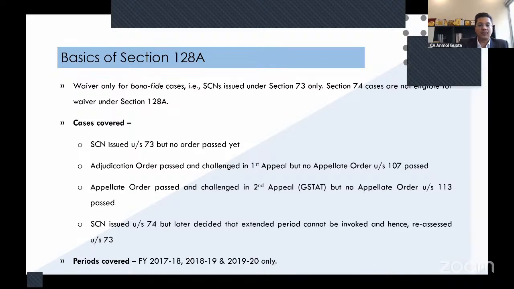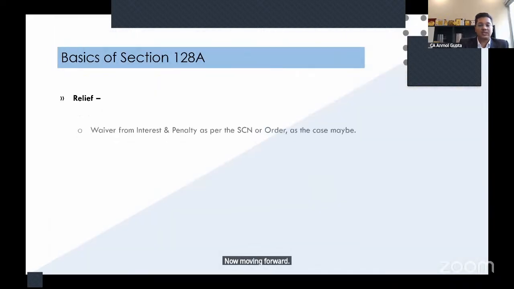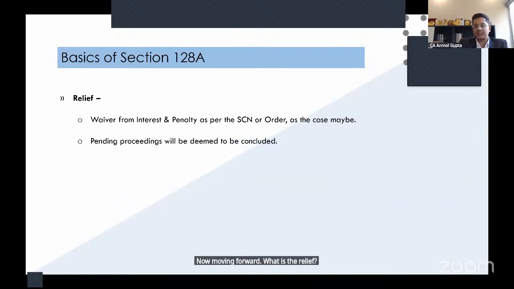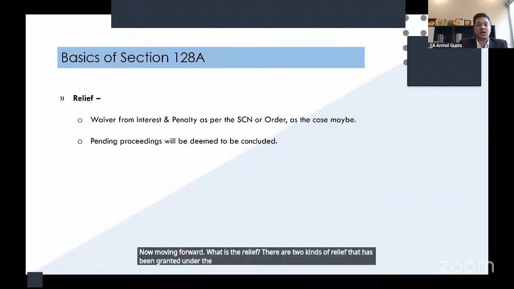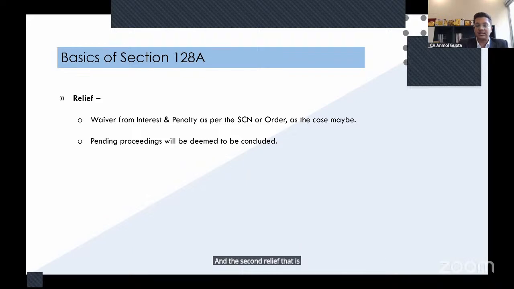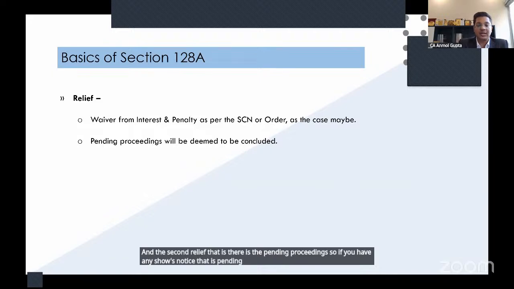Now moving forward, what is the relief? There are two kinds of relief that has been granted under this scheme. One is you will get the waiver from the entire interest and penalty that has been determined as per the show cause notice or the order, as the case may be, against which you are filing the application under the scheme. And the second relief is the pending proceedings. So if you have any show cause notice that is pending or any order that is pending against which you are applying under the scheme, those proceedings will automatically be deemed to be concluded.